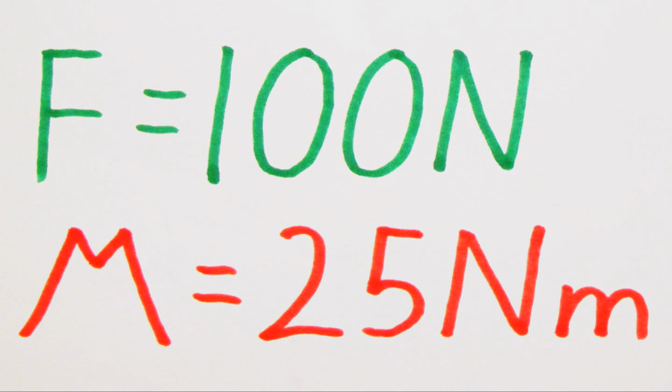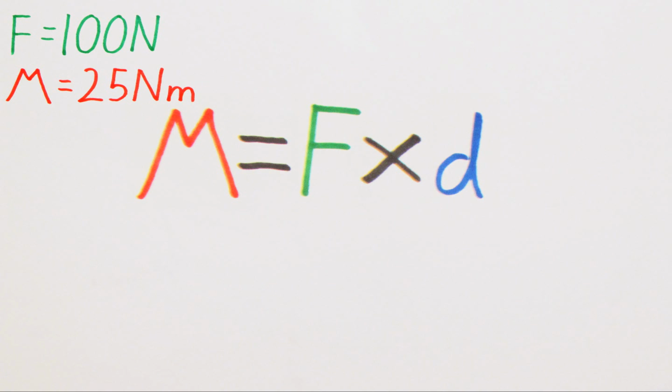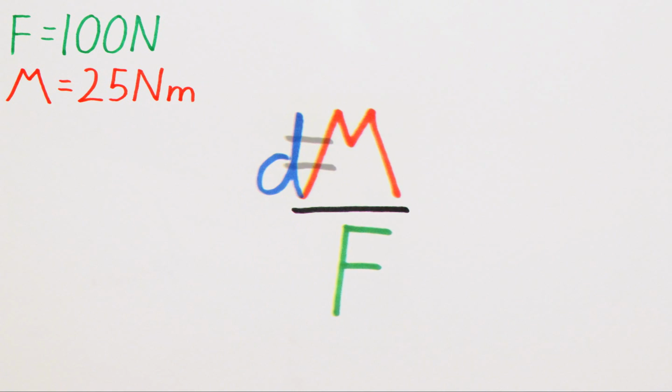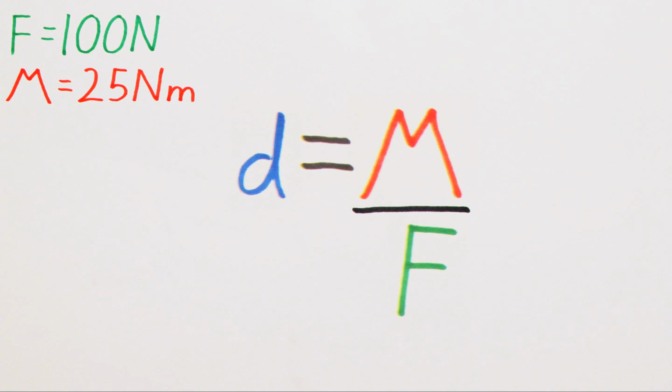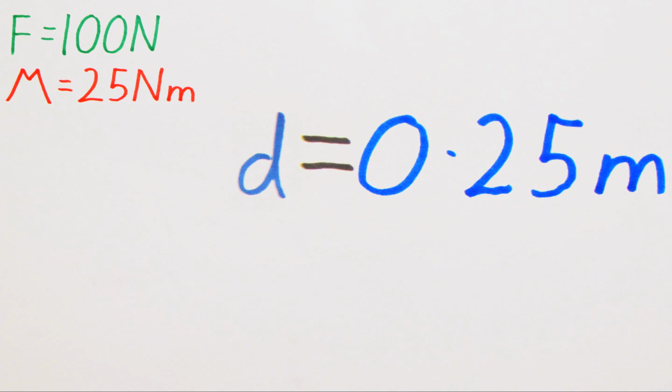If we apply a 100 Newton weight to a lever and it gives us a 25 Newton meter moment, then in this case we know M and we know F, and we want to find out the distance D that the force is being applied from the pivot. Rearranging the equation, D equals M divided by F. So the distance equals 25 Newton meters divided by 100 newtons, which equals 0.25 meters or 25 centimeters.